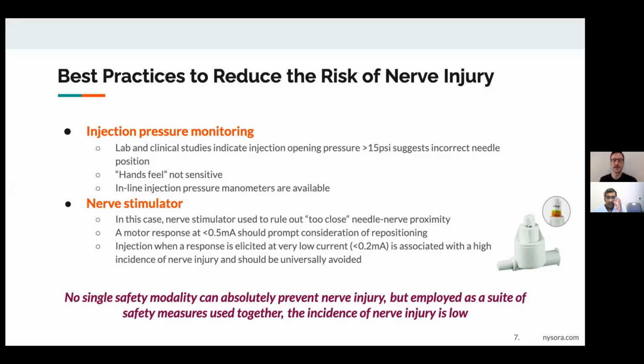And certainly if you're getting a response at 0.2 milliamps, which would be a very low amount of current, that should really be a warning sign that there's a high chance my needle's too close. It may be intraneural. I should back out a little bit before injecting any medication. Of course, the reality is no single thing can absolutely prevent this from occurring. But when we use these things together as a suite, I think we're really doing the best we can from multiple angles to ensure the incidence of nerve injury is as low as we can make it.